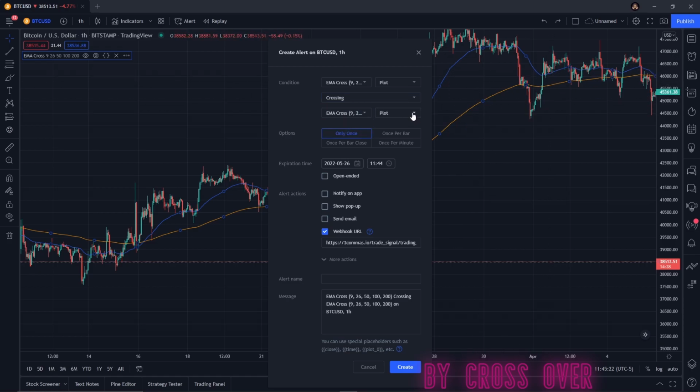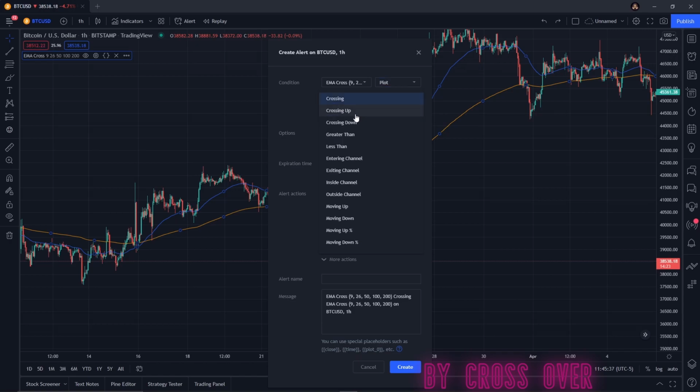If I set this here, let me put that to 200 now. So we're using that one. So now it's 9, 26, 100, 200. Because we're already using the 50 here. So when the 50 crosses the 200, now I'm going to get an alert, whether it's up or down. If I wanted to automate this, I can choose if it crosses up, I can set to go long, or if it crosses down, I can set to go short. And those are just very quick ways to set an alert for it.